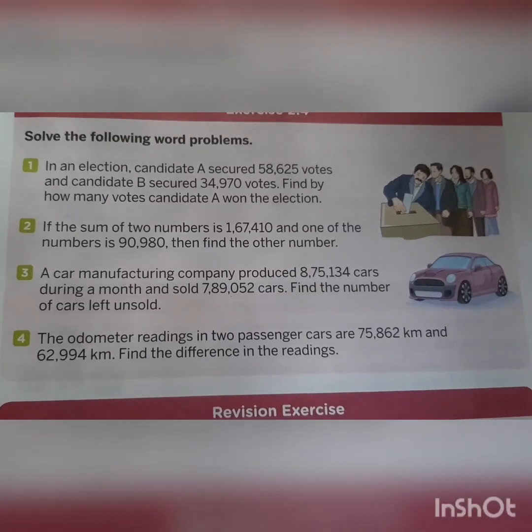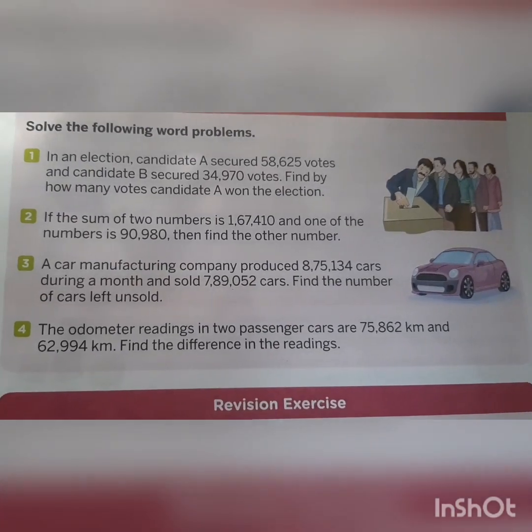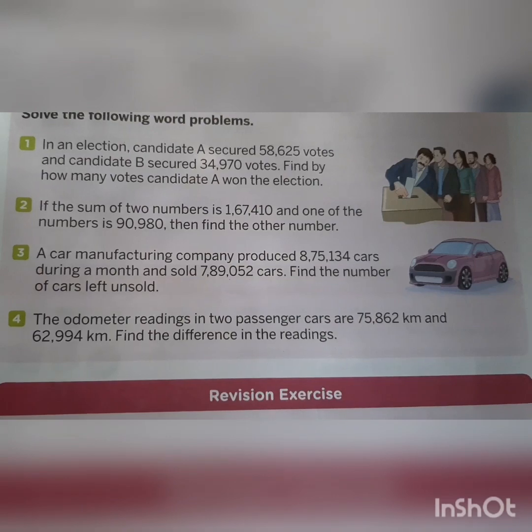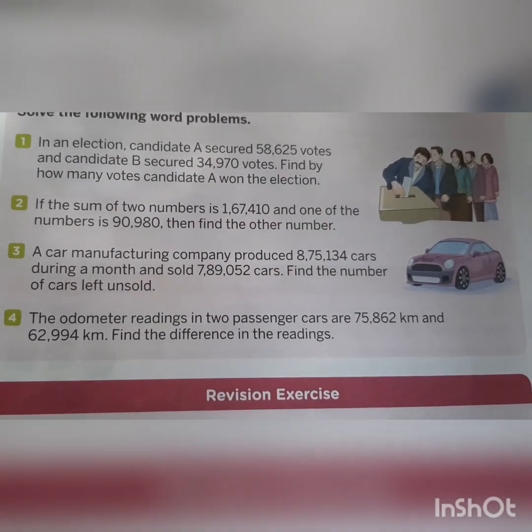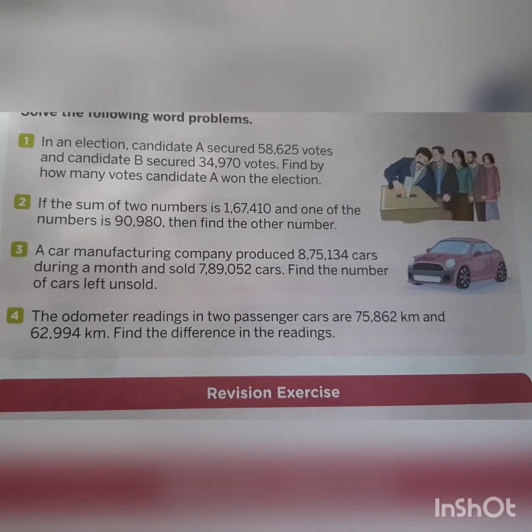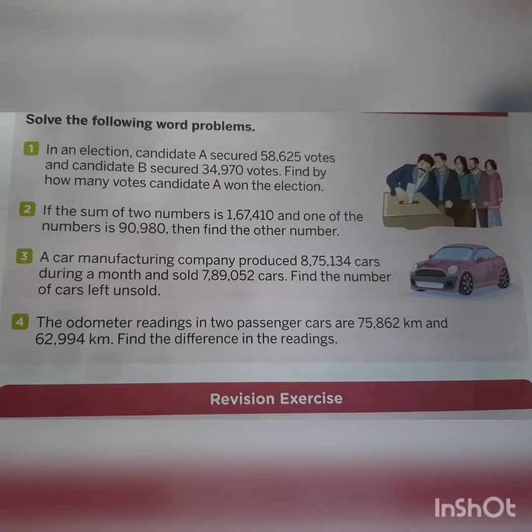Question number 4. The odometer readings in two passenger cars are 75,862 km and 62,994 km. Find the difference in the readings.